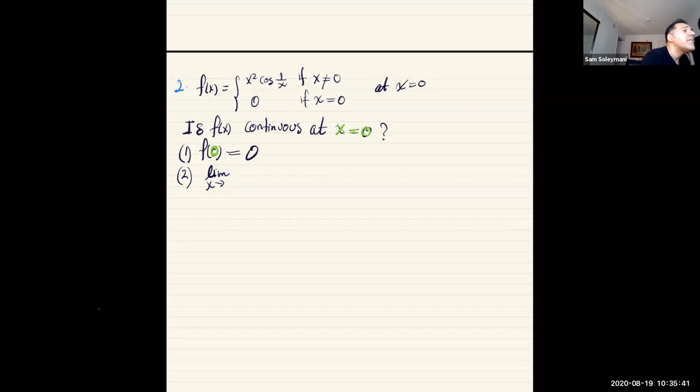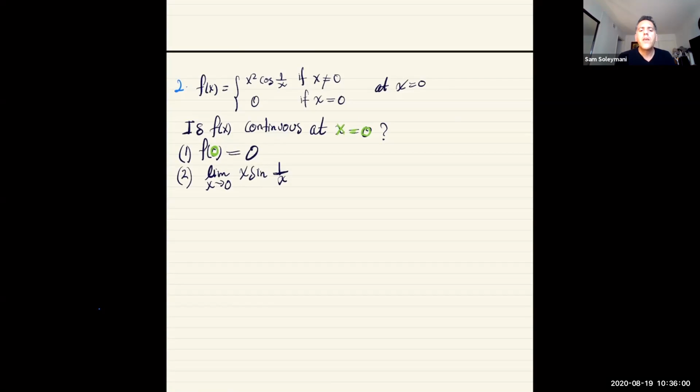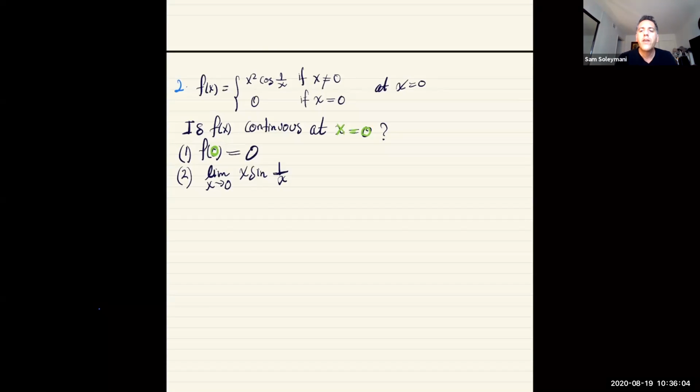Man. So next you check the limit as x goes to 0 of x cosine 1 over x. Any ideas how to take this limit? We actually talked about it yesterday. Oh, somebody raised their hand. If you want, you can just speak, Ivan. You don't need to raise your hand.